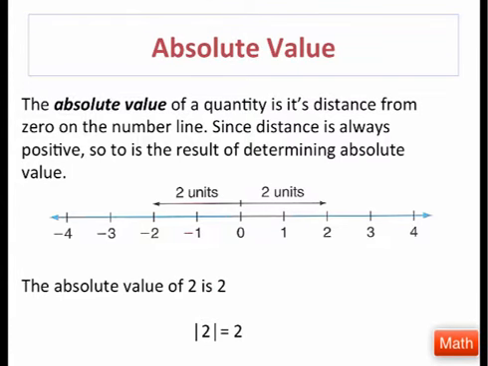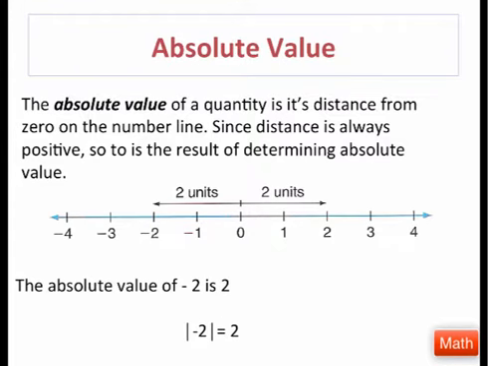So we could say that the absolute value of 2 is 2 because it's 2 units from 0, but we can also say the absolute value of negative 2 is 2 because it's 2 units from 0 as well.